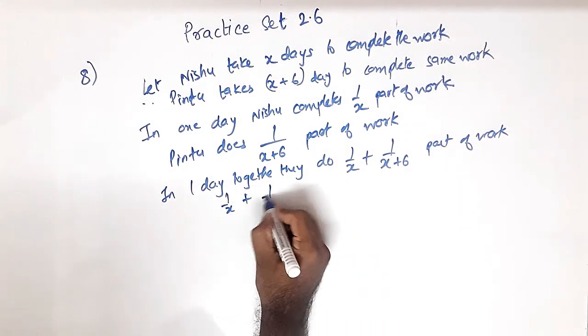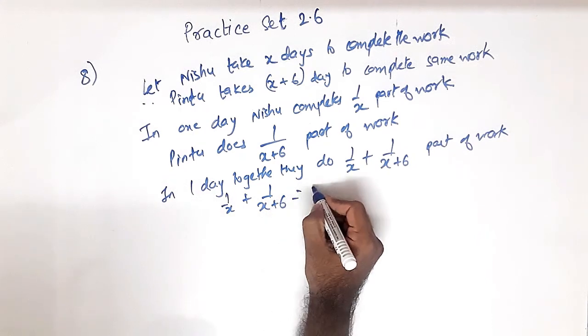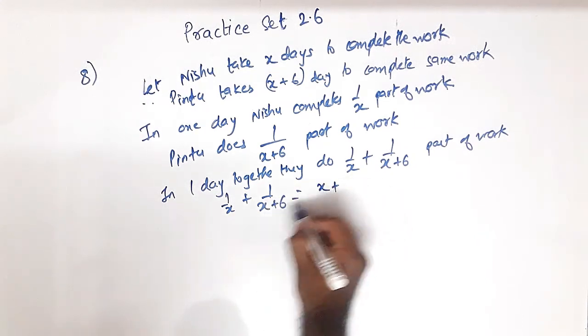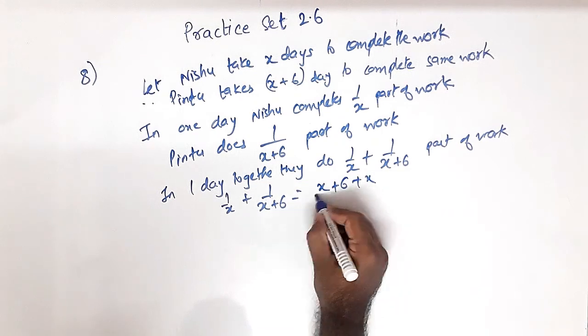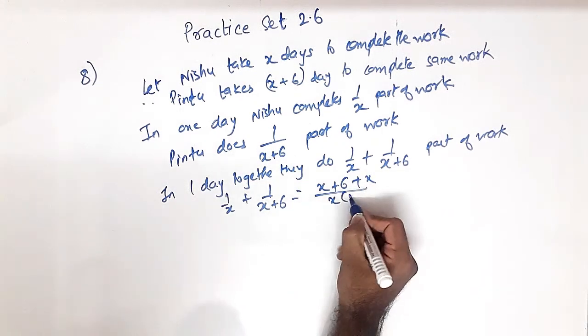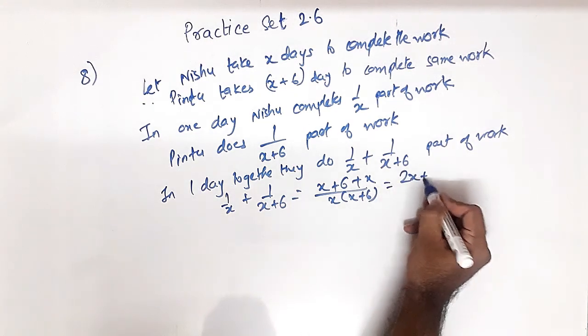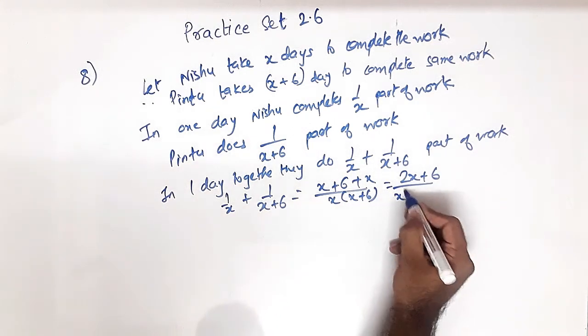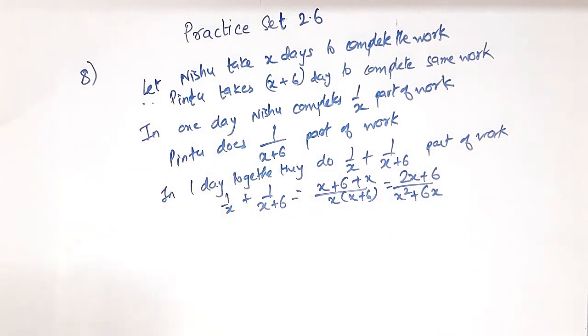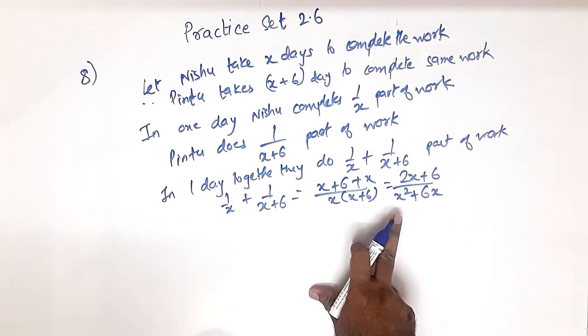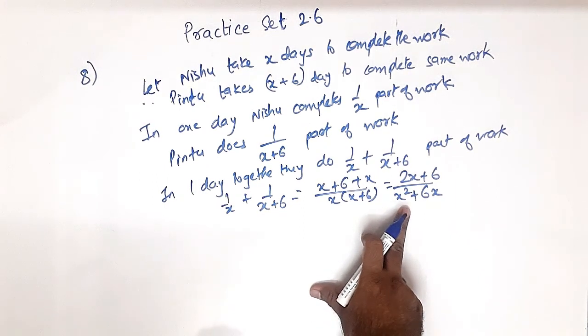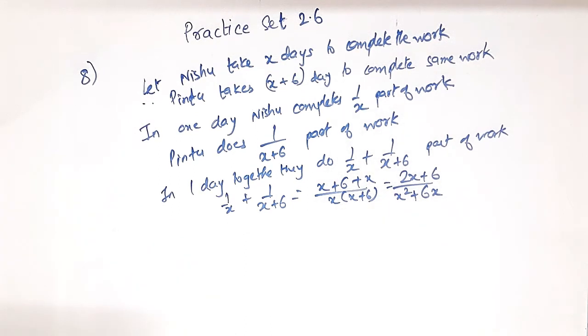1 upon x plus 1 upon x plus 6 is equal to, I'll cross multiply, x plus 6 plus x upon, this will be straight multiplied, x bracket x plus 6. Now this will become 2x plus 6 upon x square plus 6x. So they do this much part of work together in one day.